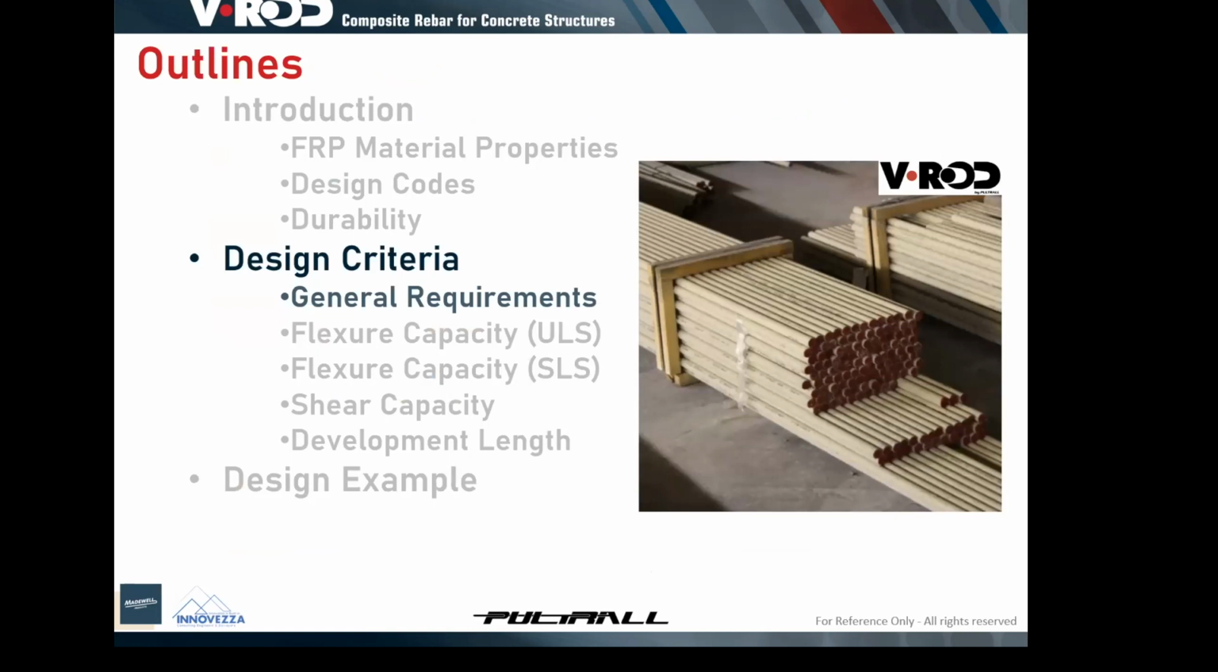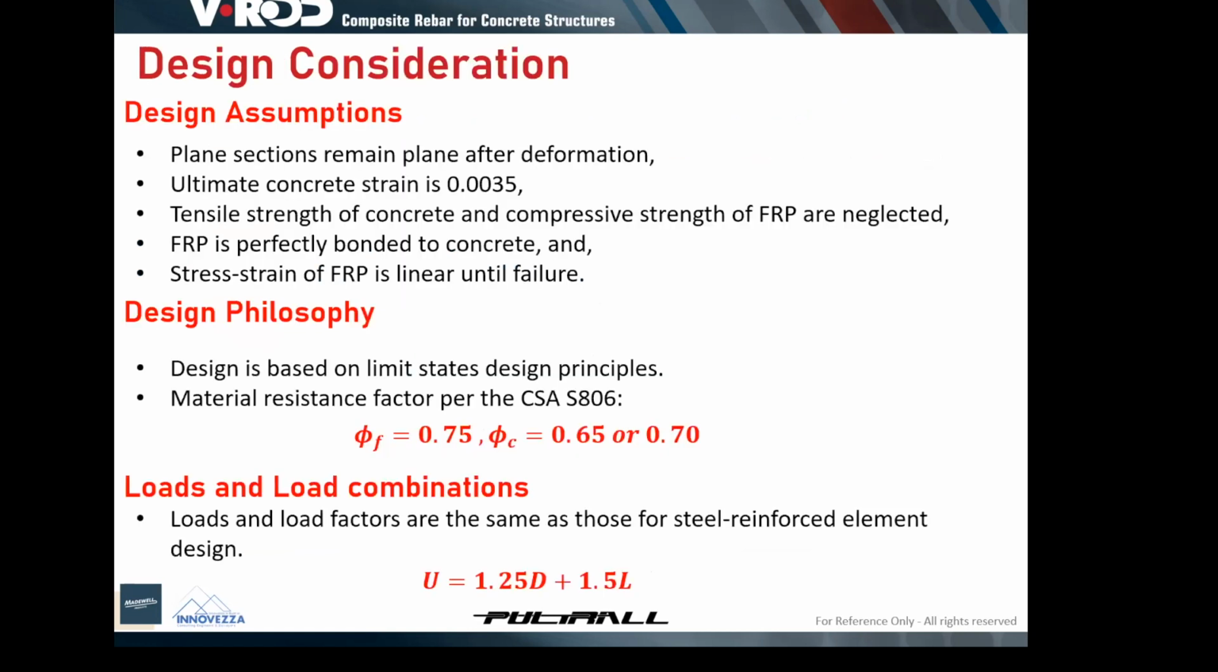Let's talk about the design criteria, first giving some general requirements. The same as for steel reinforcement, we have some design assumptions. The plane section remains plane after deformation. The ultimate concrete strain is 0.0035, this per the Canadian codes. Per the US, it is 0.003. Also, the tensile strength of the concrete and the compressive strength of FRP bars are neglected by the codes. As we mentioned before, most of the codes neglect the contribution of GFRP reinforcement in compression. GFRP bars are perfectly bonded to the concrete, and the stress-strain of GFRP is linear elastic until failure, which reflects the main behavior of GFRP reinforcement.